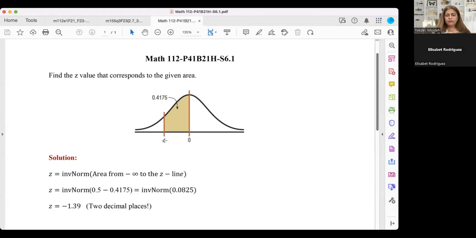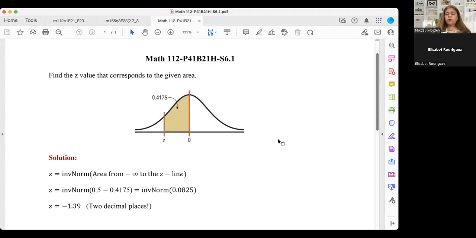Area from negative infinity to the z line. I have given you the area to the right of the z line, but I need the area to the left of the z line, because I said the area from negative infinity to the z line. But I have given you part of the area to the right of the z line.